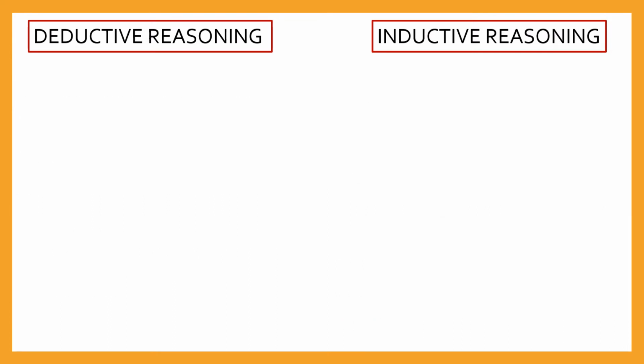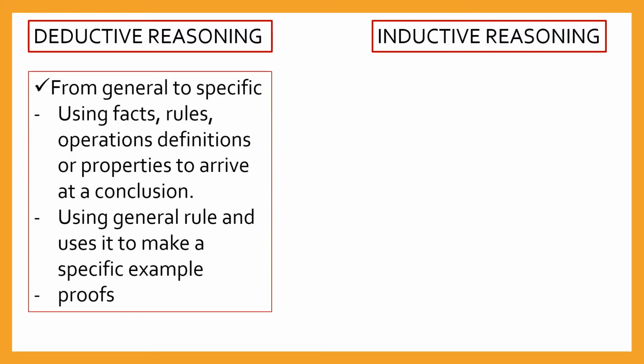So now, what's the difference between deductive reasoning and inductive reasoning? Deductive reasoning is from general to specific. We know that the general fact is like this, and then we give a specific example. So we use facts, rules, operations, definitions, or properties to arrive at a conclusion. Using a general rule and using it to make a specific example. You need to show your proof.